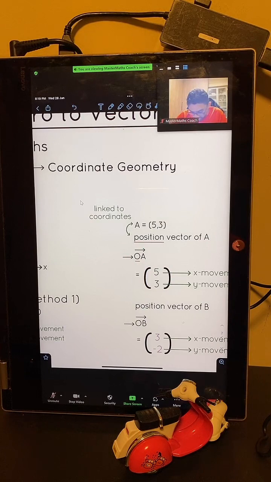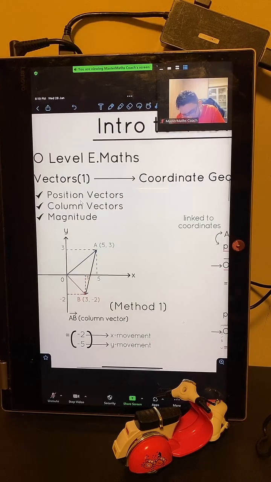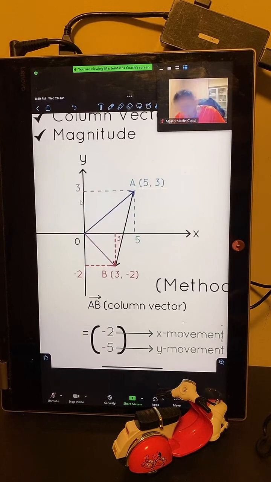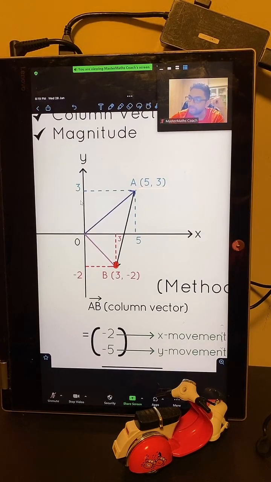Now, likewise, if you have another coordinate B, let's say 3 and negative 2: 3 units across the x-axis, negative 2 units across the y-axis. How do you write the position vector again? Position vector always starts from the origin. Cake Lover says that. Very fantastic job from you.